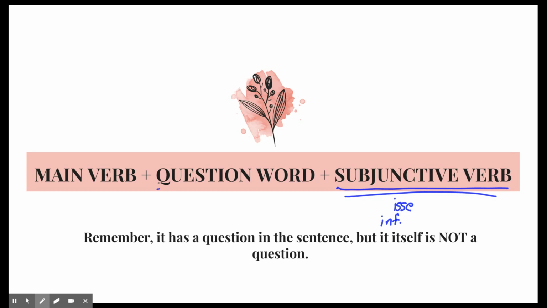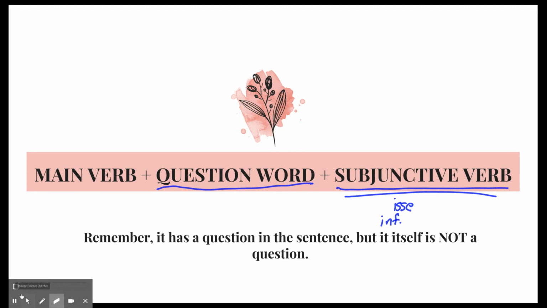And question words are words like who, what, when, where, why. I'll show you in a minute what they look like in Latin. And a main verb is everything that we've been doing so far. Your indicative verbs, your endings with o, s, t, mus, tis, nt. Not the subjunctive, but your main indicative verb. Usually it's going to be some sort of word asking a question or wanting to know something, but it can really be whatever. And you'll also see down here, I said, remember, it has a question in the sentence, but it itself is not a question. So I think this is like the fourth time I've said it. Make sure you realize it is not actually a question.